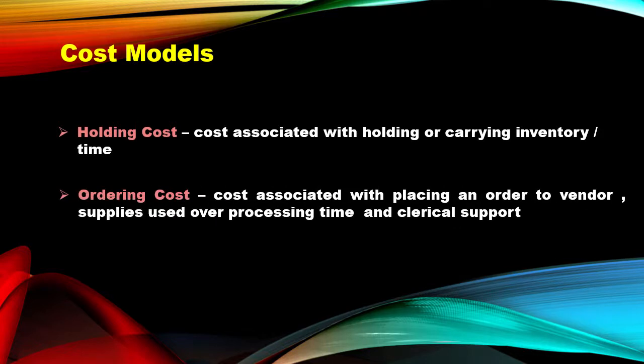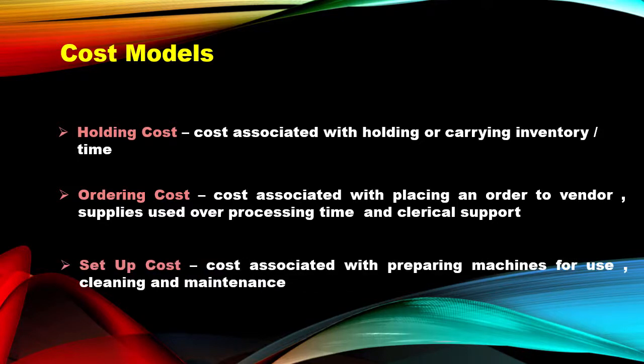The second one is the ordering cost: the cost associated with placing an order to a vendor, supplies used over processing time, and clerical support. The last one is the setup cost: cost associated with preparing machines for use, cleaning, and maintenance. These are the 3 cost models that will affect our EOQ.